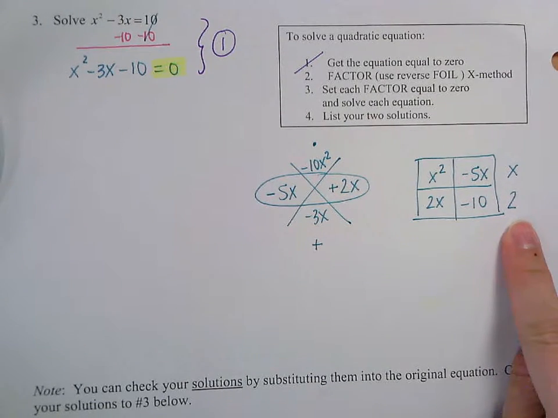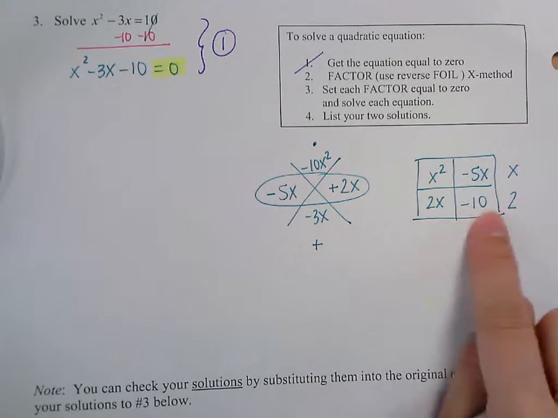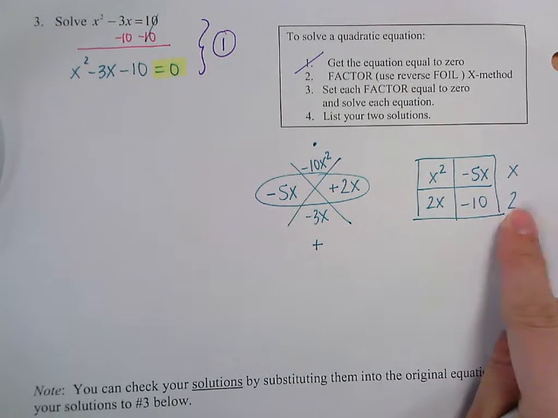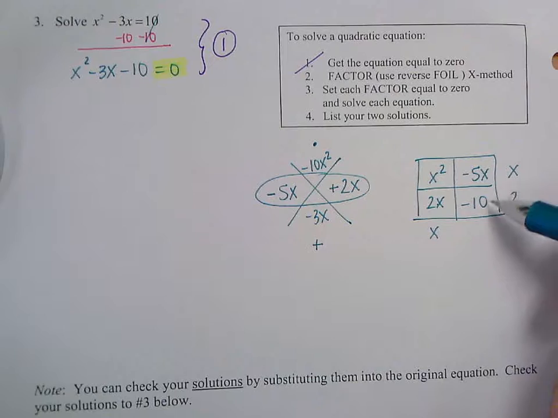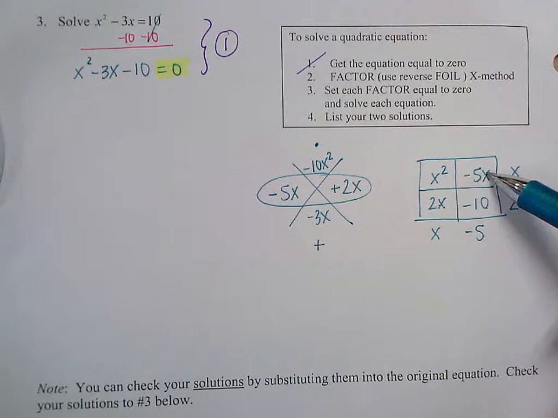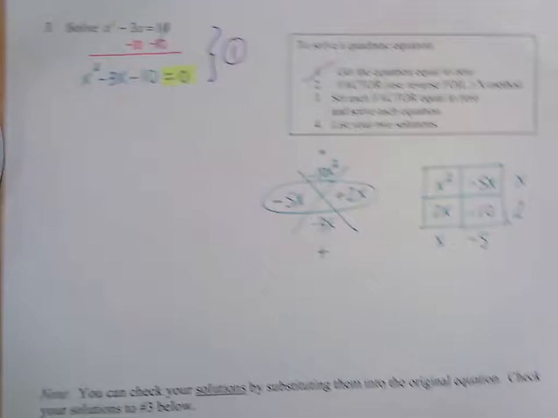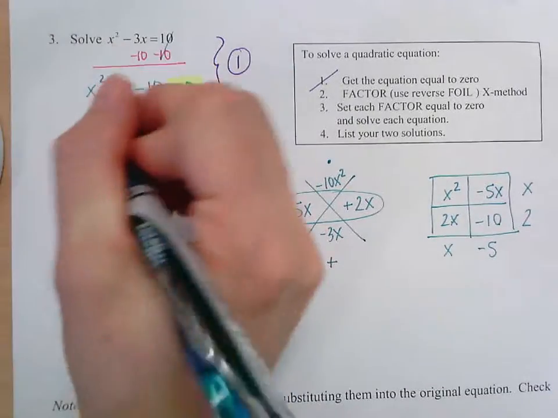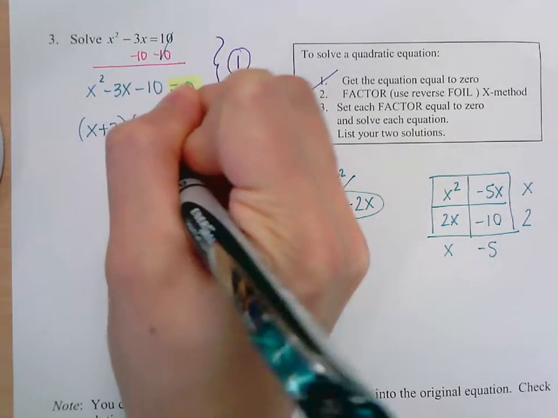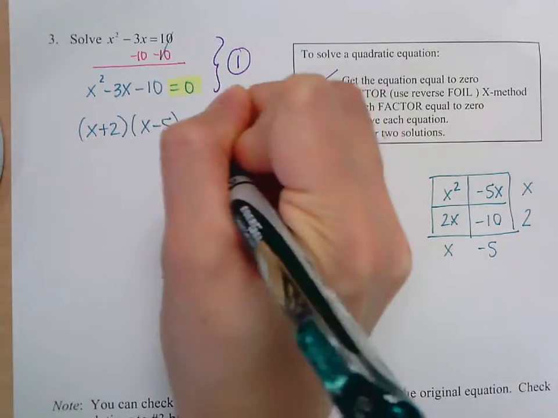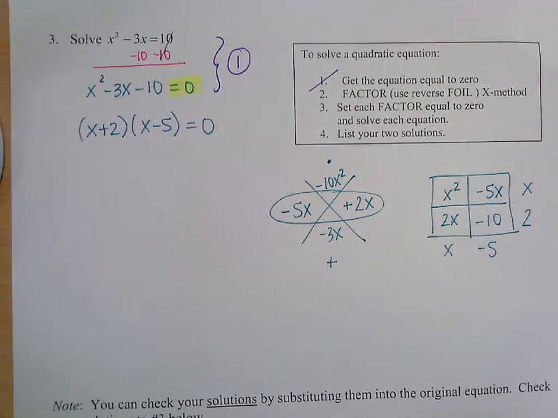Do I keep it positive 2 or is it negative 2? Why do I keep it positive? Yes, the first in the row, the first one is positive, so it is positive 2. Then down the columns, x squared and 2x, x, negative 5x and negative 10. That would be negative 5 because the first one in the column is negative. So my factored form up here, one factor is x plus 2 times the other is x minus 5. And then I still have the equal 0.